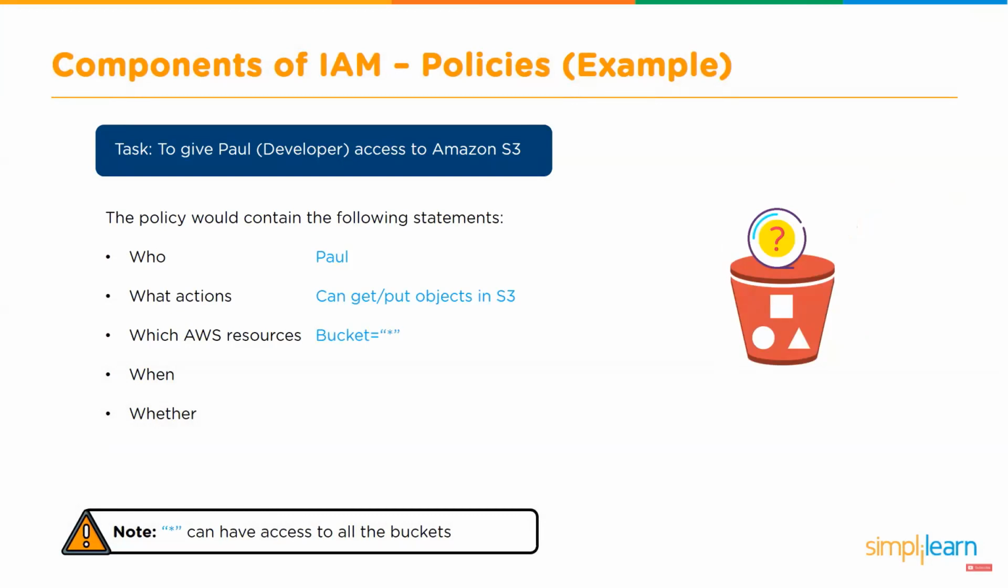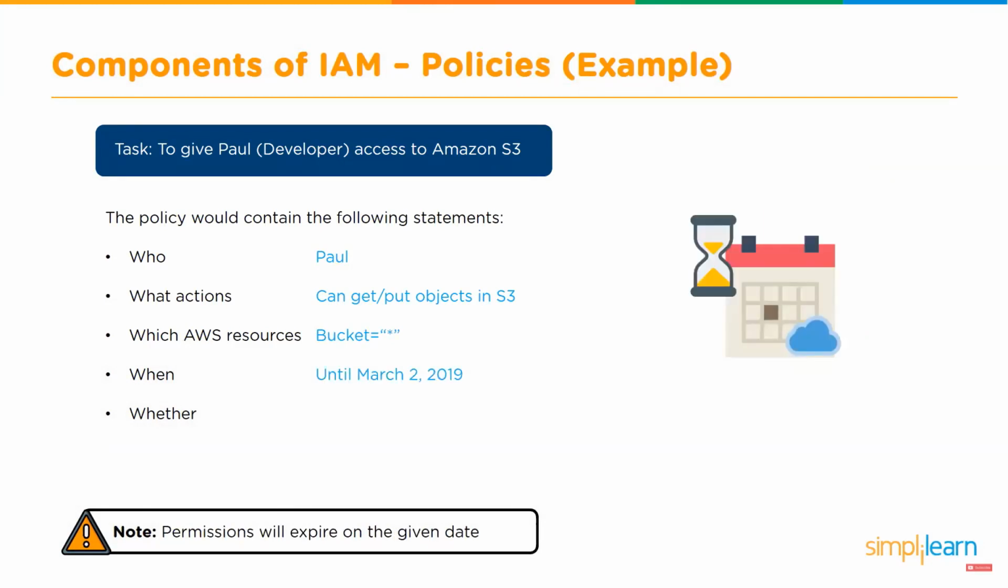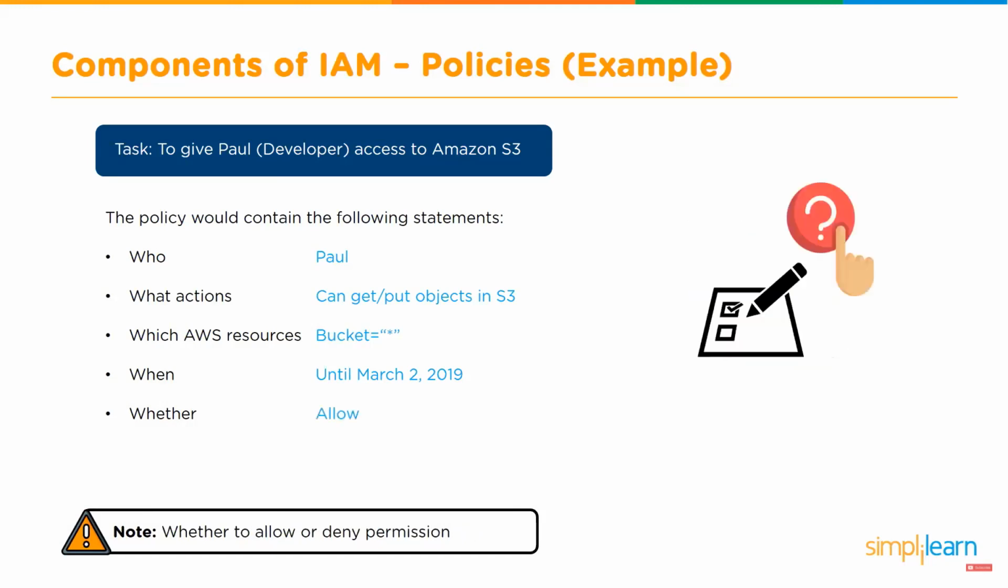So we can start reading already from the data present here. Who wants access? Paul wants access. What action does he want? He wants to get, he wants to put. And what's the resource that he's trying to access, or that you want to give him access to? It's all the buckets in AWS. And when does he want it? These are additional statements that go in a policy. Since when does he want that access? He wants access till March 2nd, 2019. So all this who, all this action, all this resource, till the time, all this gets allowed.